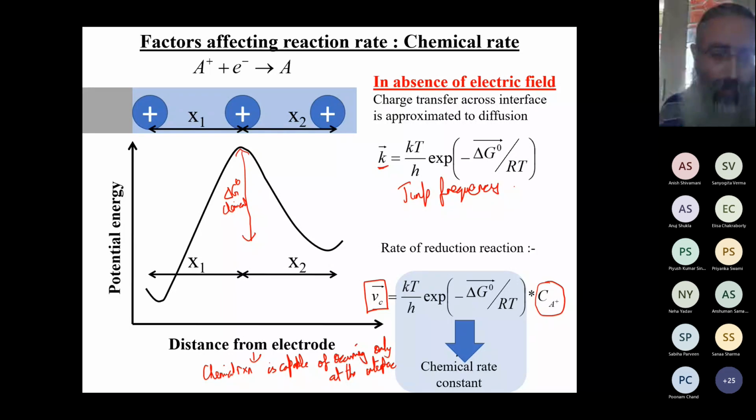But the only modification that we have done from that picture is that we have taken out the reaction progress coordinate and replaced it with the electrode distance coordinate, because even if it is a chemical reaction that we are interested in studying, it is still capable of happening only at the interface. That is the only reason why we put the distance from the electrode here. It has no bearing on the rate of the reaction or the rate constant of the reaction whatsoever, because we are not considering the presence of an electric field. The electric field is absent here.